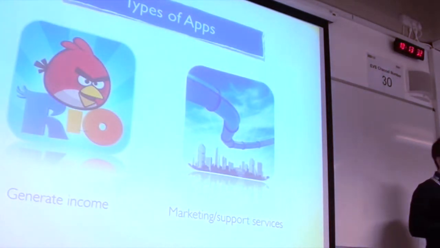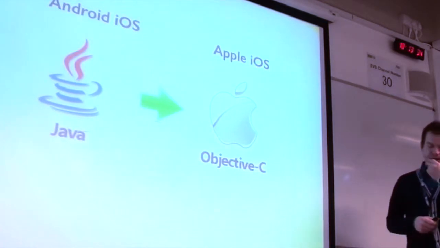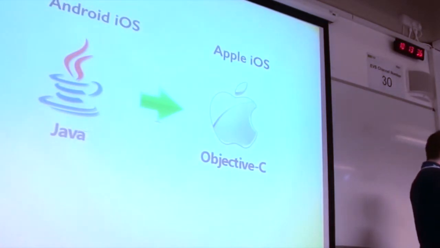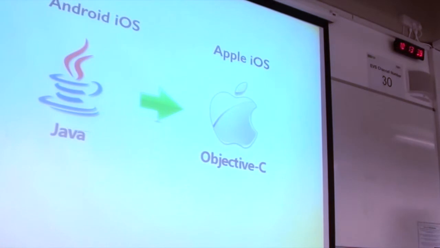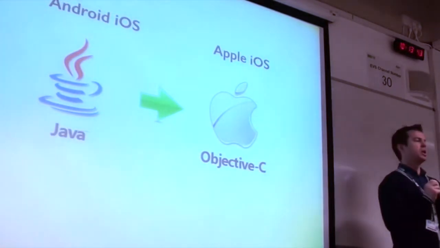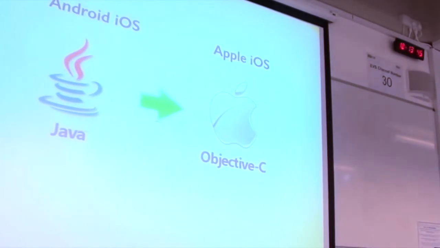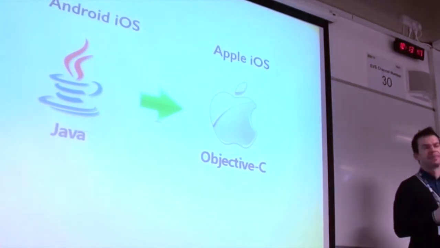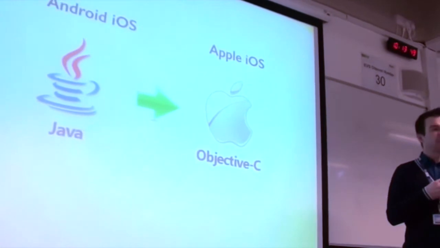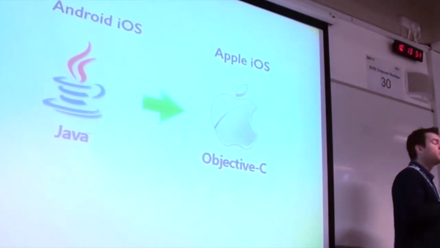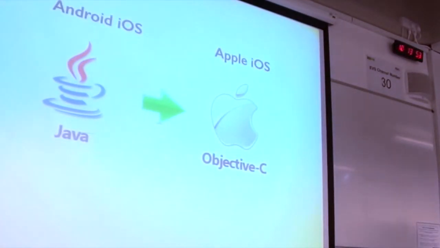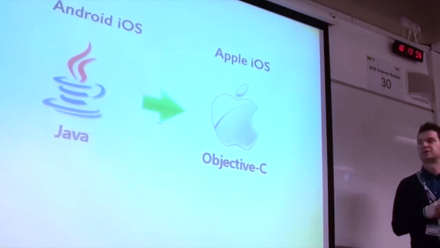Now, before we get into mobile platforms, it's very important to distinguish the two big differences between the two major and most recognized platforms in the industry today. And that's Android, from Google, which runs on Java. So Java is the main programming language for this platform.